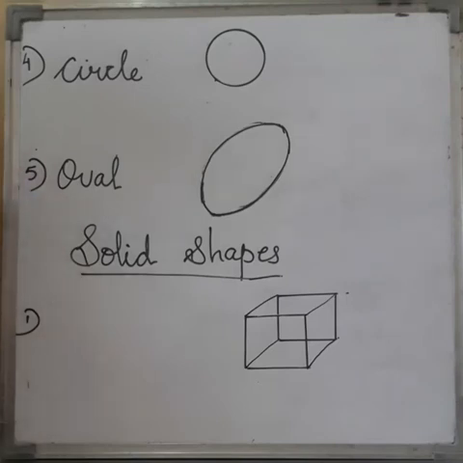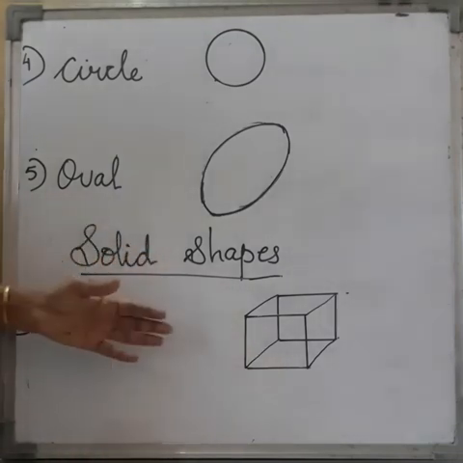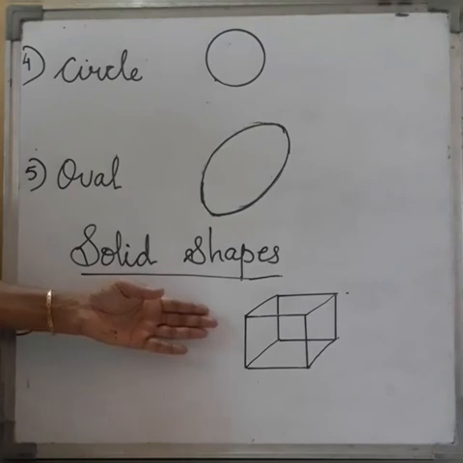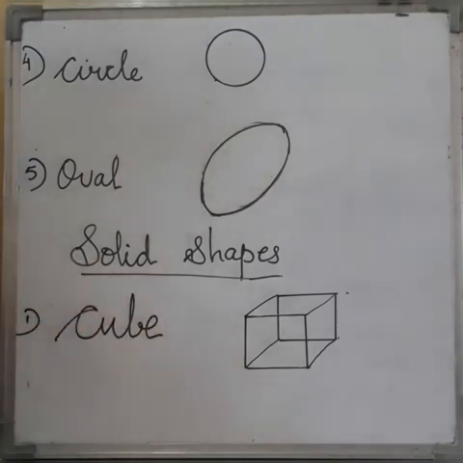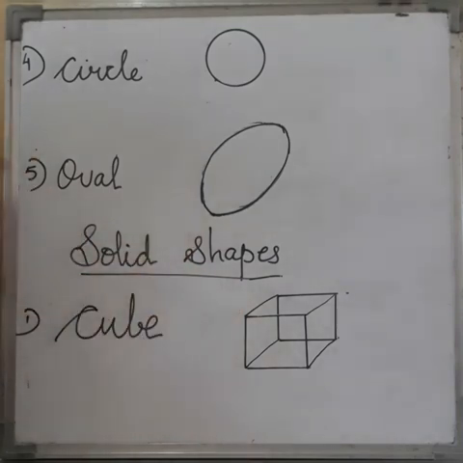Now we are going to recollect the names of solid shapes. See the picture of the solid shape. This is the shape of a, can you say which shape is this? Yes, it is a cube. This is a cube. A cube has 6 sides and all 6 sides are equal, just like a square. Okay?